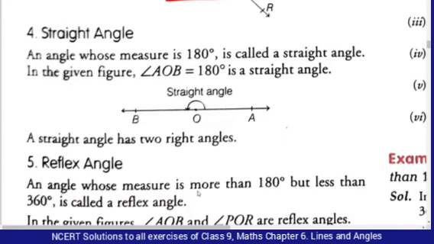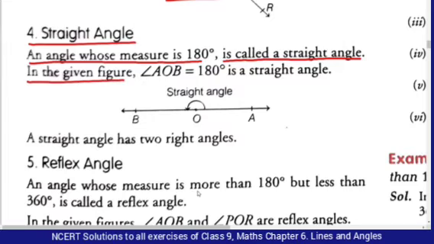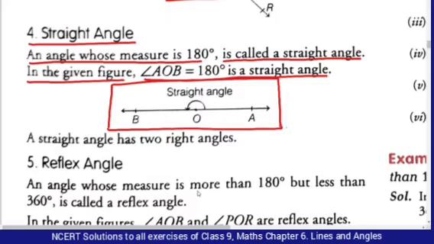Fourth, straight angle. An angle whose measure is 180 degree is called a straight angle. In the given figure, angle AOB is 180 degree, a straight angle. So this is the figure for a straight angle. A straight angle has two right angles.